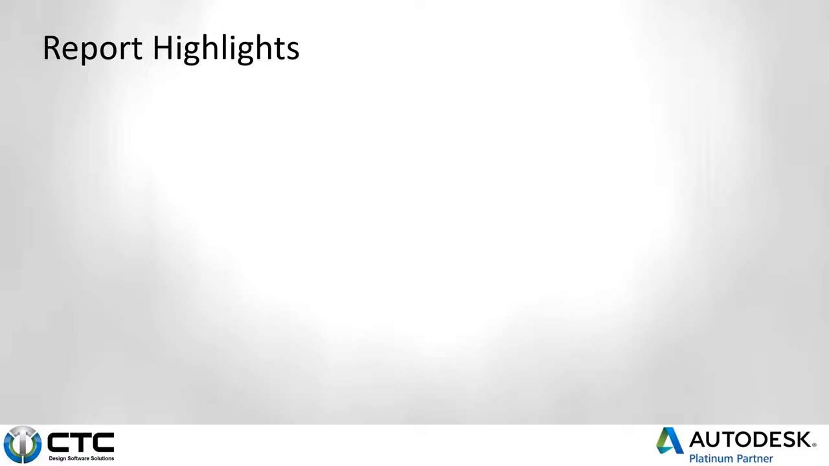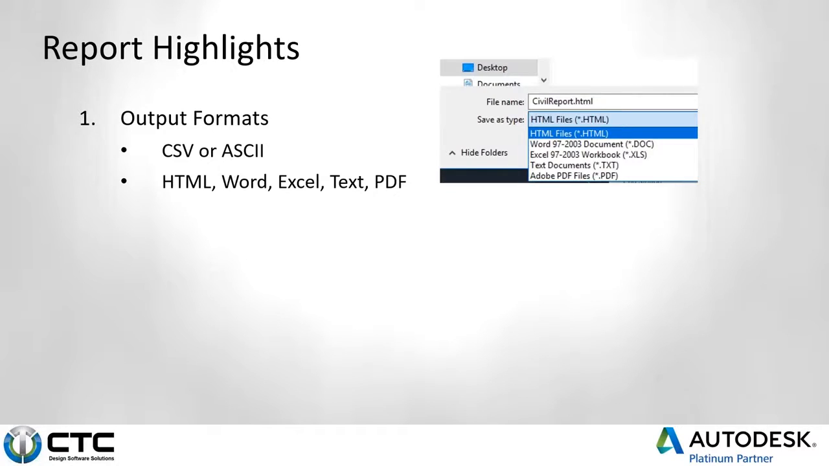What are we going to talk about with our reports? Well, it's important to note that we have different ways that these reports are output and different ways that they're input. For our output formats, we've got either files that are going to come out in a CSV or an ASCII format, or we'll have the option of selecting from HTML, Word, Excel, text, or PDF. Generally speaking, those are all going to look the same. It's just a function of what program you want to open them in and distribute them with.